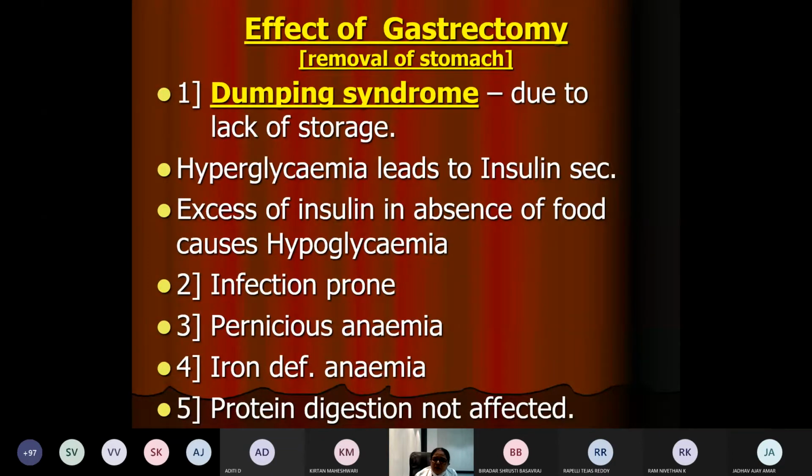Effect of gastrectomy, that is a removal of stomach. That is a dumping syndrome due to lack of storage. Hyperglycemia leads to insulin secretion. Excess of insulin in absence of food causes hypoglycemia. Infection prone, then pernicious anemia, iron deficiency anemia, protein digestion not affected.